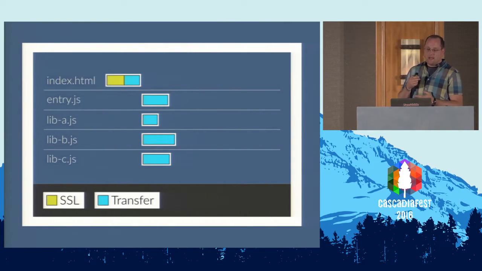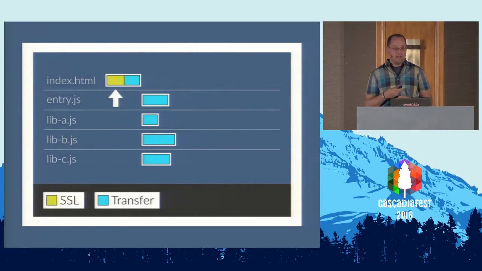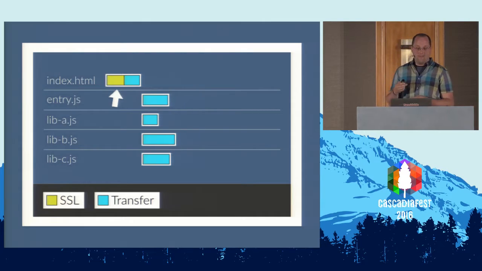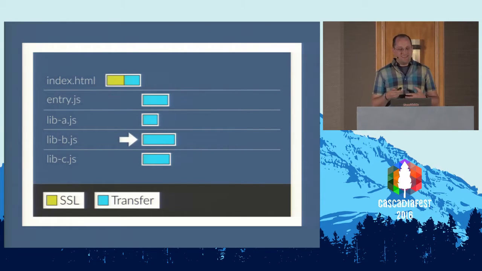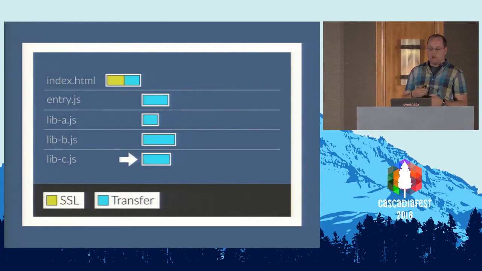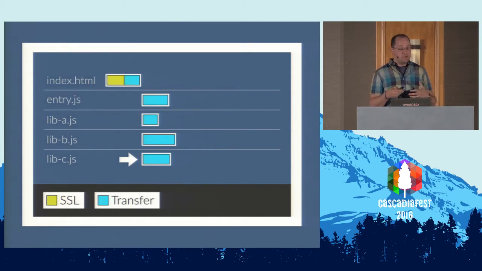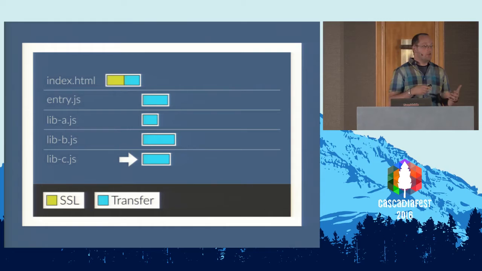Moving on, here's what the same page would look like if you were to use H2. You'd have a shared SSL context. You have highly concurrent downloads from the same origin. And ideally, server push would intelligently send files to the browser that we know it will need, sidestepping bandwidth or latency issues altogether. That is, if our server is smart enough.